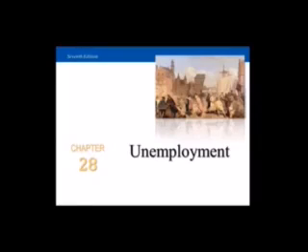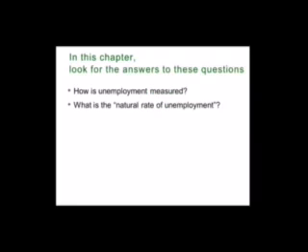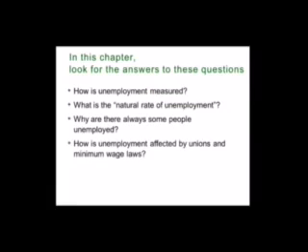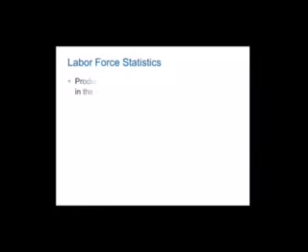Hello class. Today we're going to work on chapter 28. It's a relatively short chapter and basically explains unemployment and how we measure the unemployment rate. So we're going to see how unemployment is measured, what the natural rate of unemployment is, and why there are always some people unemployed. We're going to look a little bit at how unemployment is affected by unions and minimum wage, and we're going to see the idea about the theory of efficiency wages.